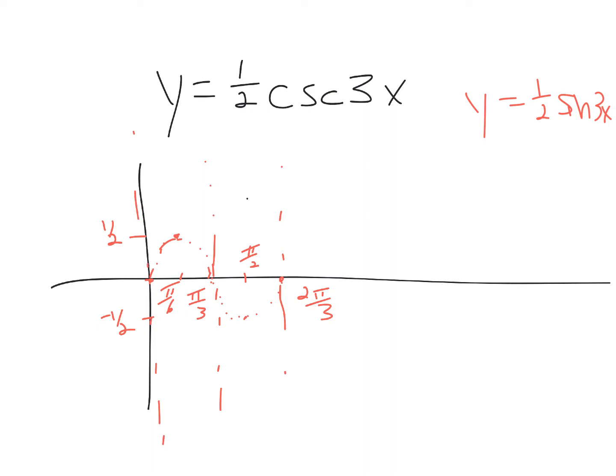Okay. And then what we're going to do is reflect it right over where these points are at their mins and maxes. So reflect up and reflect down. Okay. And there is a graph of y equals 1/2 cosecant of 3x.